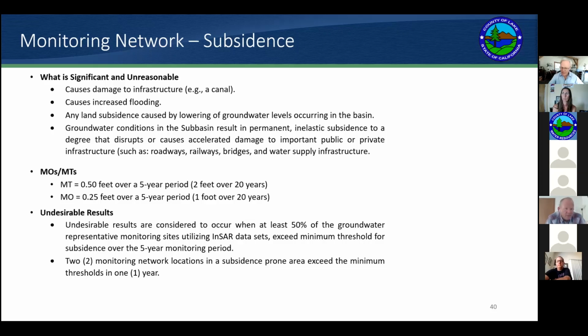So I guess I'm looking for maybe, because we've got to kind of disseminate this information to the larger group. I hate giving homework assignments. We've got folks engaged for 2 hours next Friday. Does this group think we could make some decisions on MOs and MTs and maybe even undesirable results specific to water quality and subsidence, just based on what you've heard today?